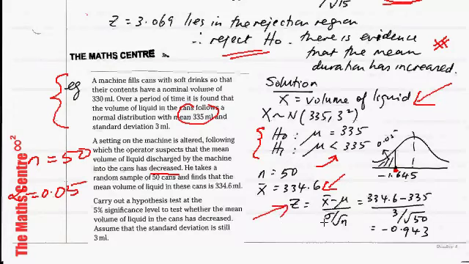So next step, go ahead and work out the Z value. X bar minus mu over sigma over square root of n. Plug in all the numbers. 334.6 minus 335 divided by 3 over the square root of 50, and you will get a value of Z negative 0.943.